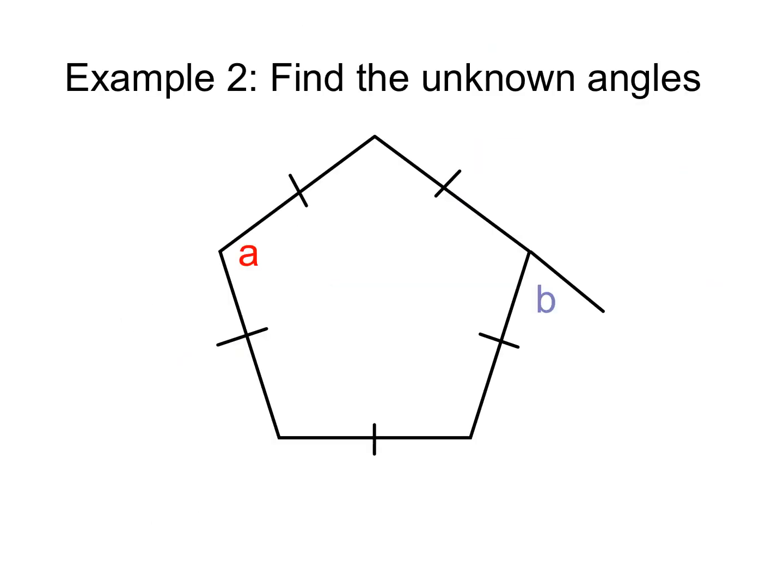Okay, so here's a fun question. This one is a pentagon. A pentagon has 5 sides, and we call this a regular pentagon, again, if we want to get all mathy, because regular means that all 5 sides are the same length, and those little tick marks tell us that that's true.